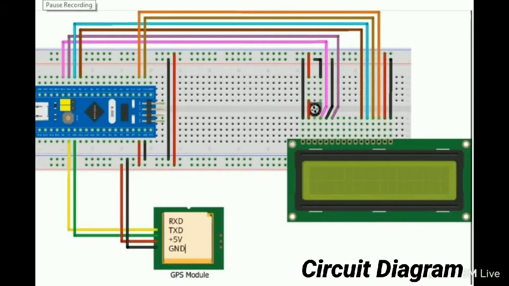So let us see what components are needed for this project. This is the STM32 microcontroller, and we have to give the power from here through the USB cable. And this is the GPS module. It has 4 pins as shown in the figure.